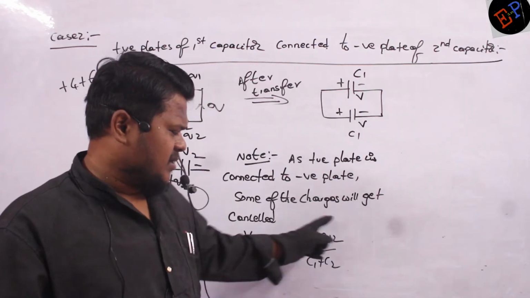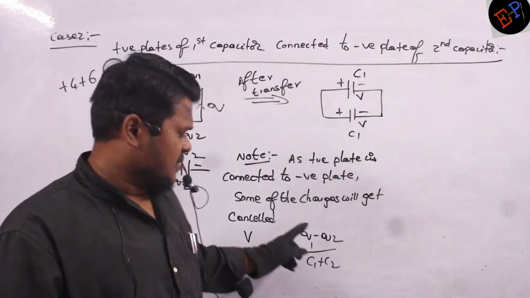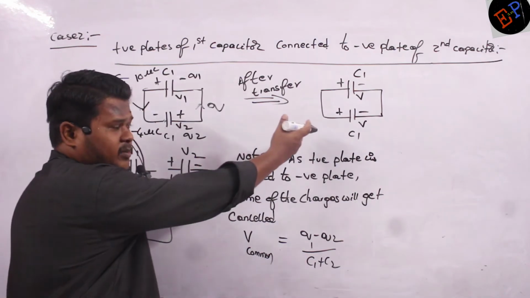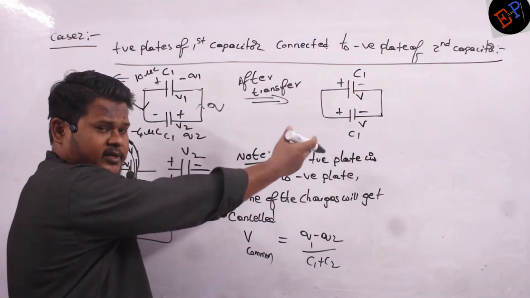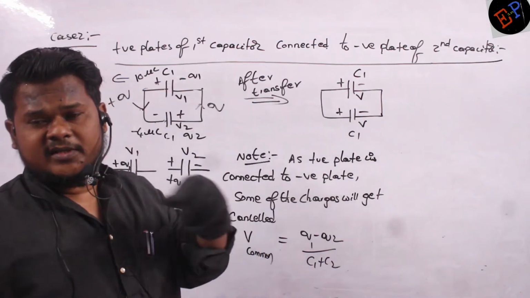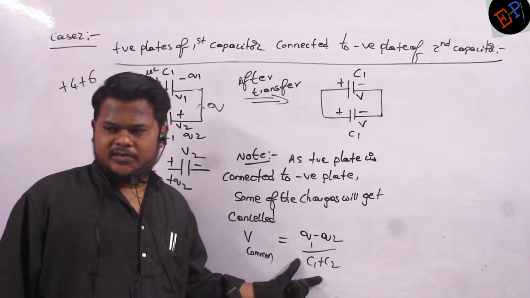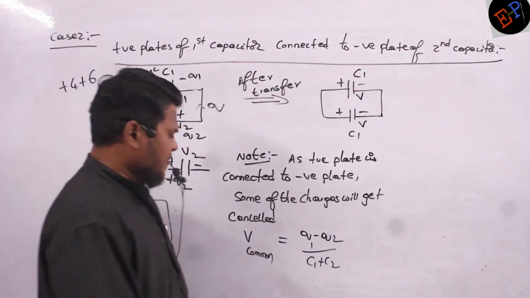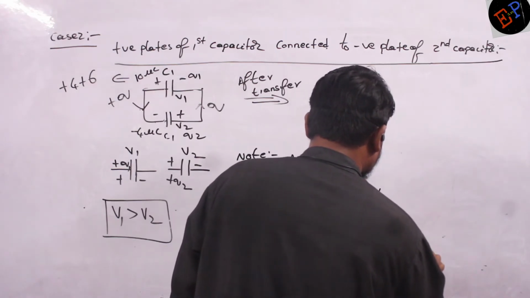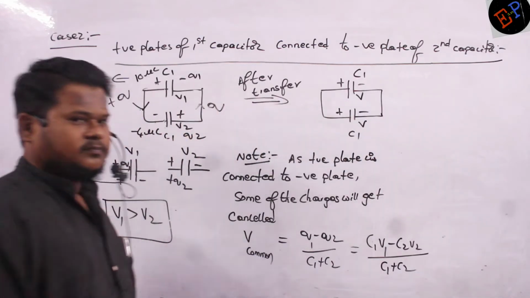So Q1 minus Q2, it means some of the charges will get cancelled with each other, divided by C1 plus C2. Now again the potentials have become common, no? After redistribution, both of them got the same potential. Same potential means series or parallel? Parallel connection, so that's why I am writing C1 plus C2. That's it. So Q can be written as C1 V1 minus C2 V2 divided by C1 plus C2. This is how I can write.